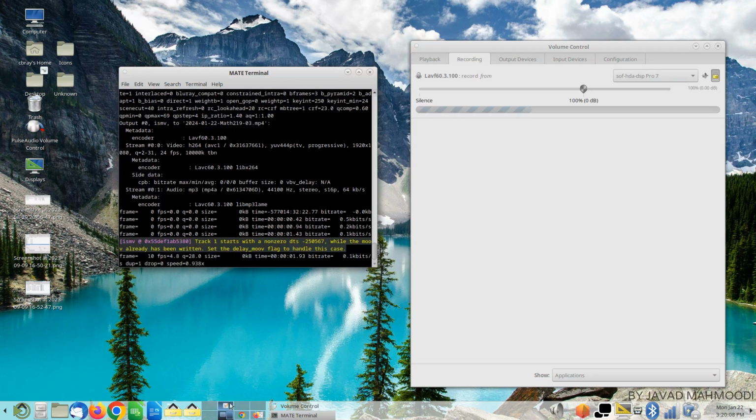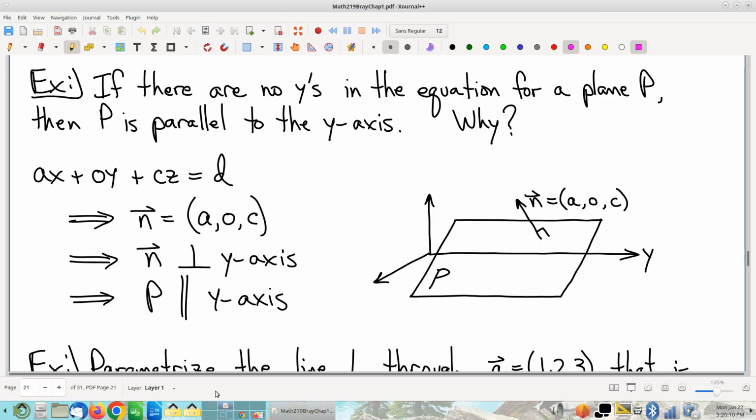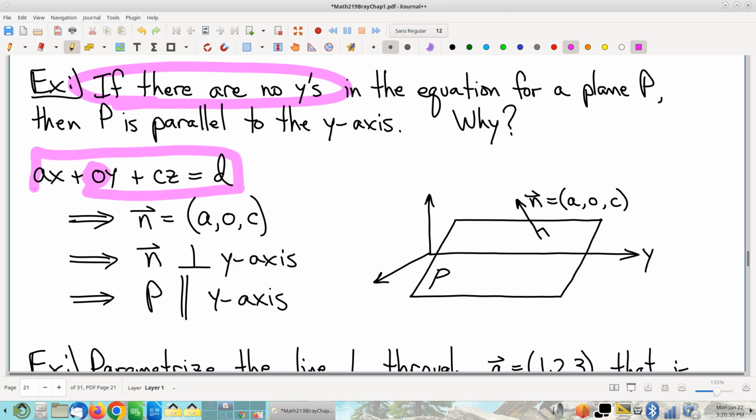Okay, so here we go, picking up where we left off last time. We were talking about the equation of a plane in 3 space, and I want to point out a neat little trick to keep on the lookout for. This comes up surprisingly often, I think, and that is if there are no y's in the equation of your plane. Notice here, for example, there are 0 y's in this equation.